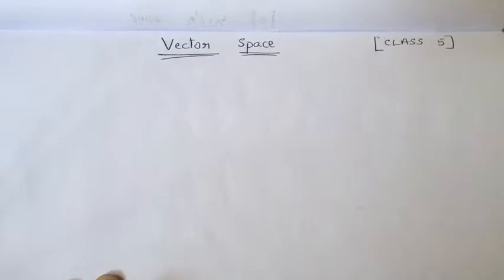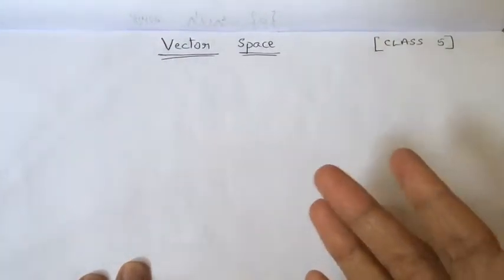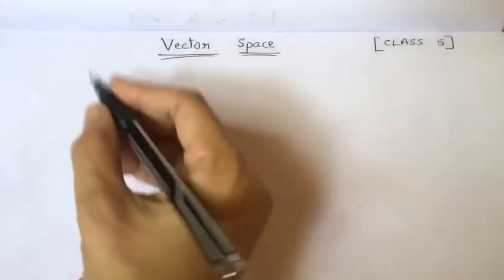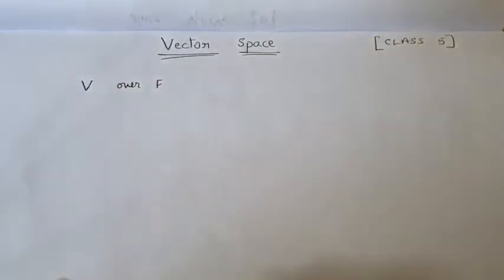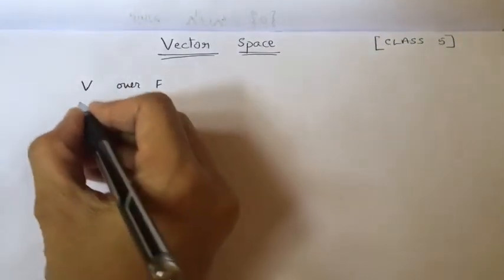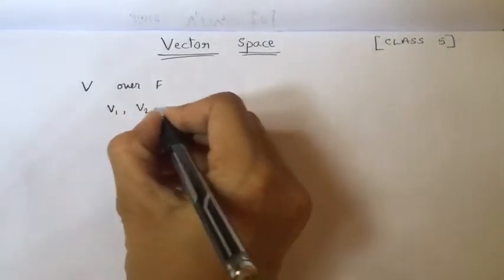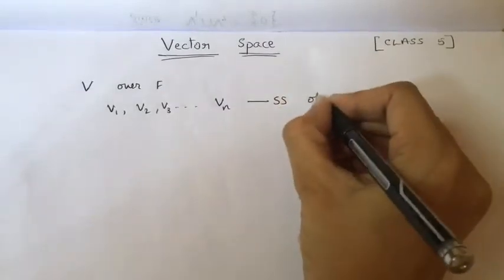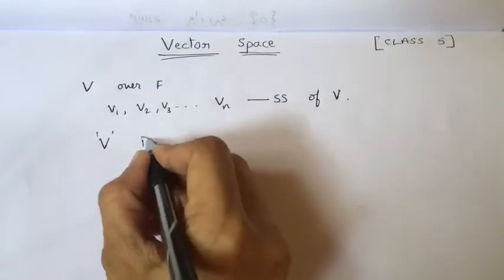In my last video, I mentioned the direct sum of two subspaces. Now let us look at the direct sum of n subspaces. Suppose I have a vector space V over a field F, and I have n subspaces of V, say V1, V2, V3, like that. N subspaces of V.